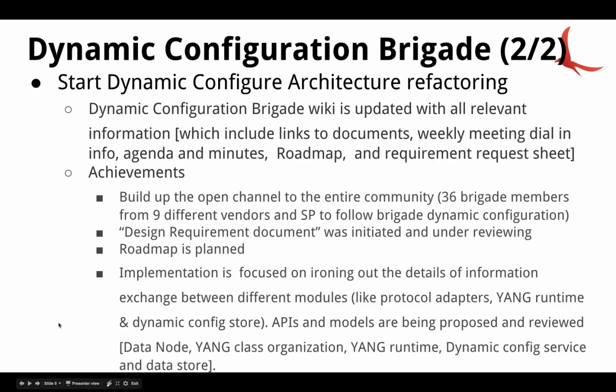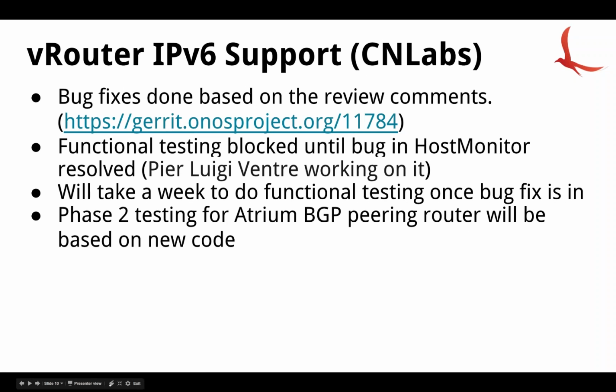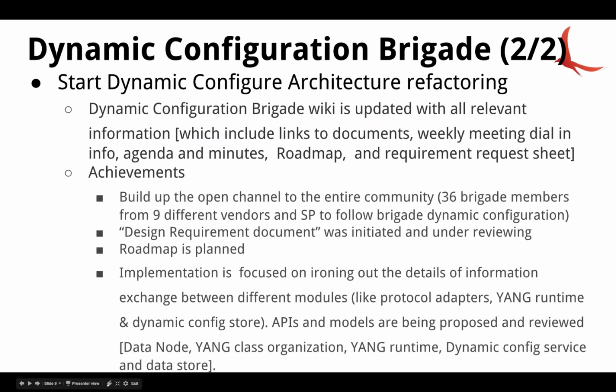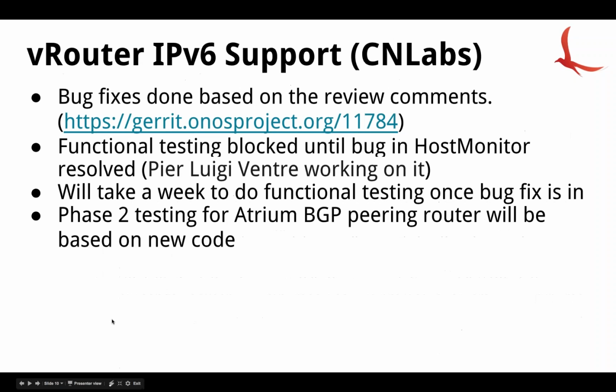A roadmap is planned. Implementation is focused on ironing out the details of information exchange between different components like protocol adapters, Yang runtime, and the store. APIs and models are being proposed and are being reviewed. And there is one more bullet, I guess. So the important fact is that a requirement sheet is set up in the wiki. Whoever wants to add requirements for this component, please feel free to add the requirements there, which can be considered during the next release planning. That's it from me. Thanks, Sarah.